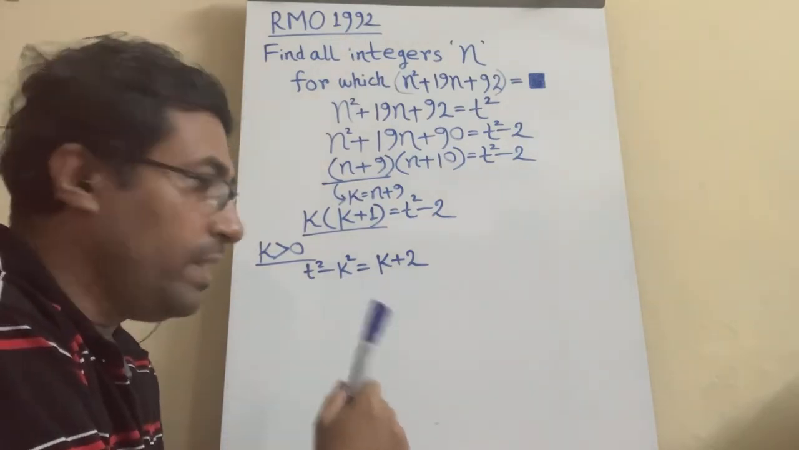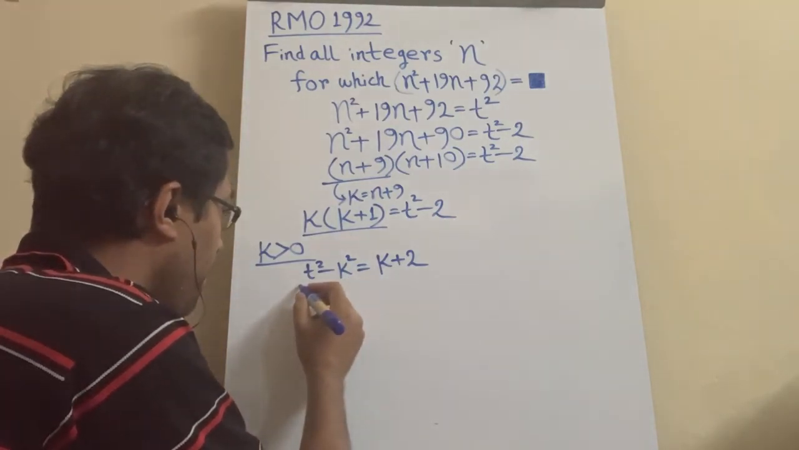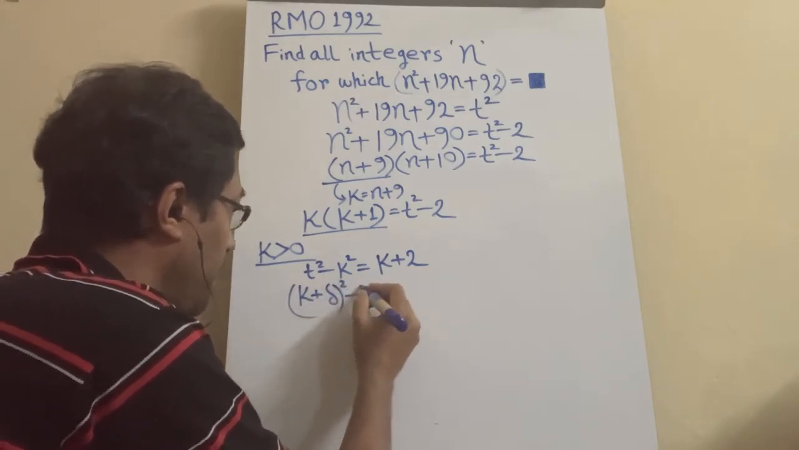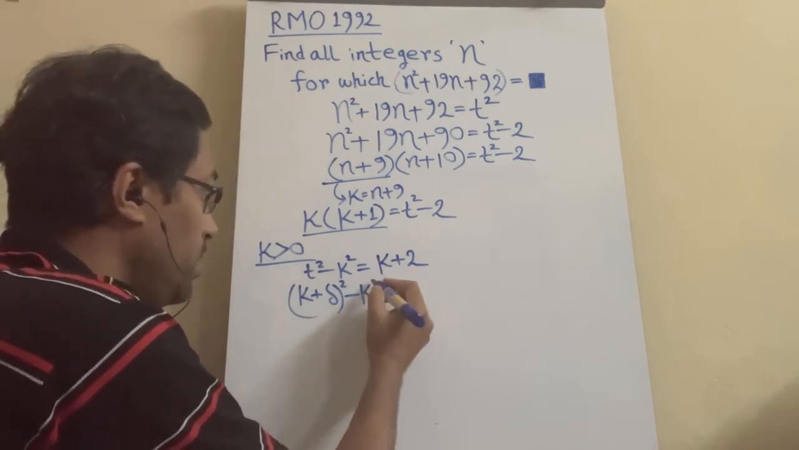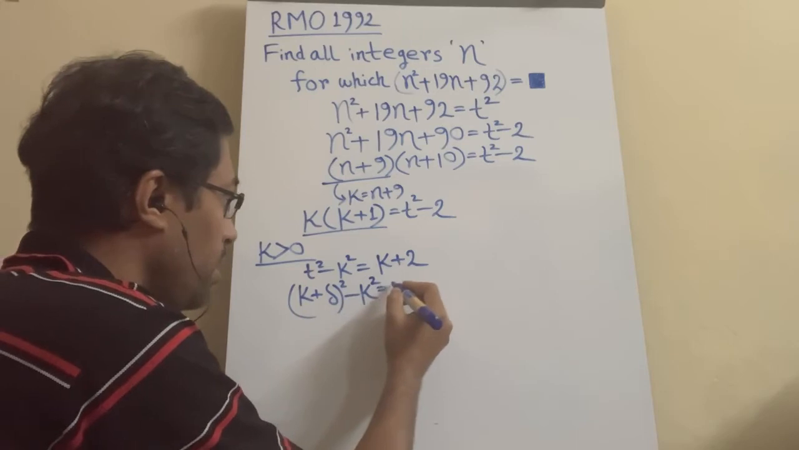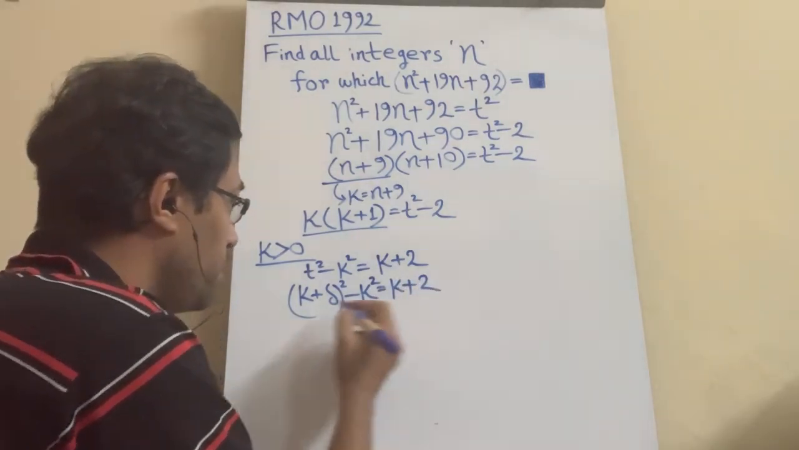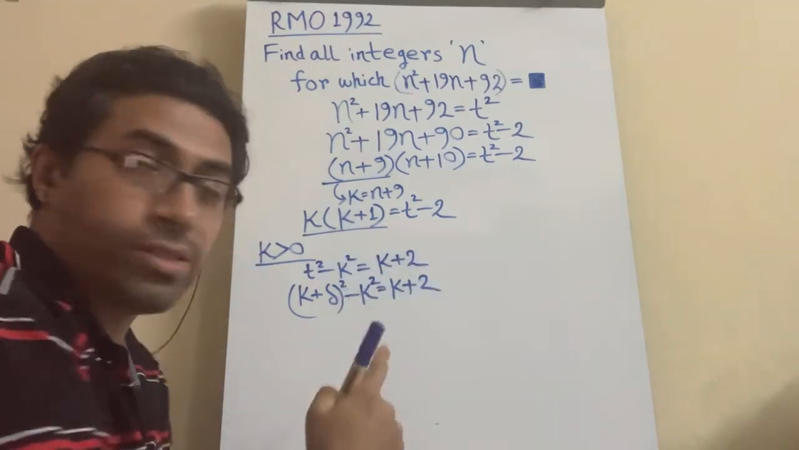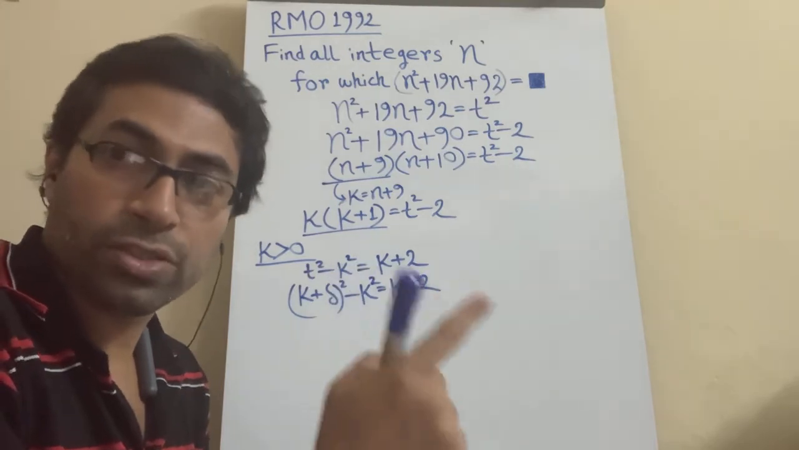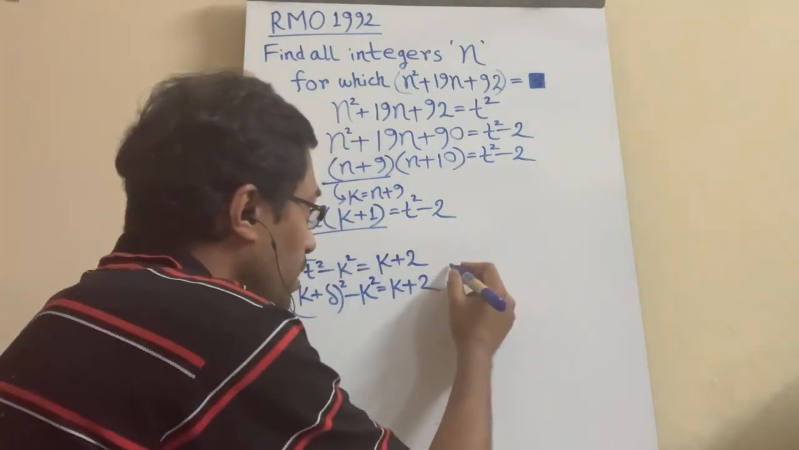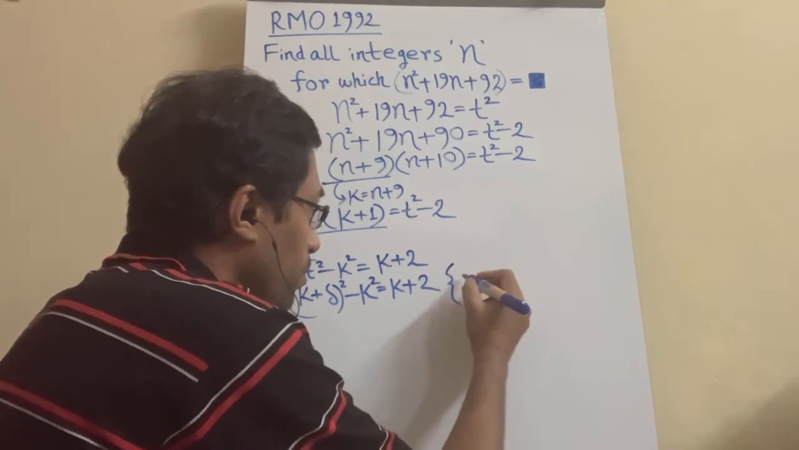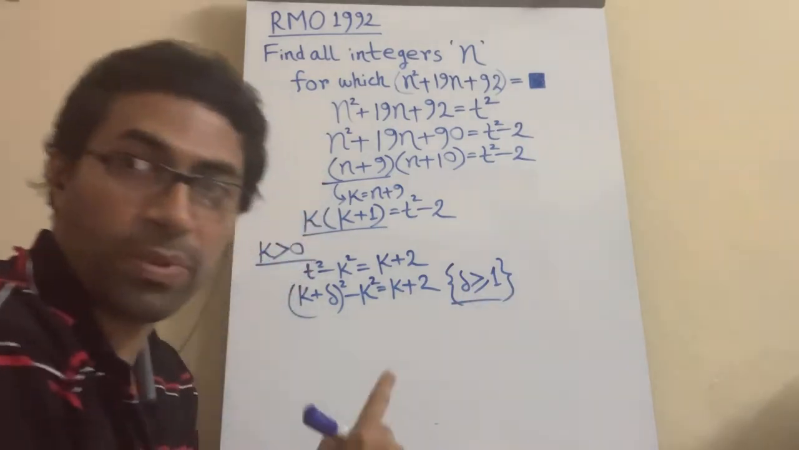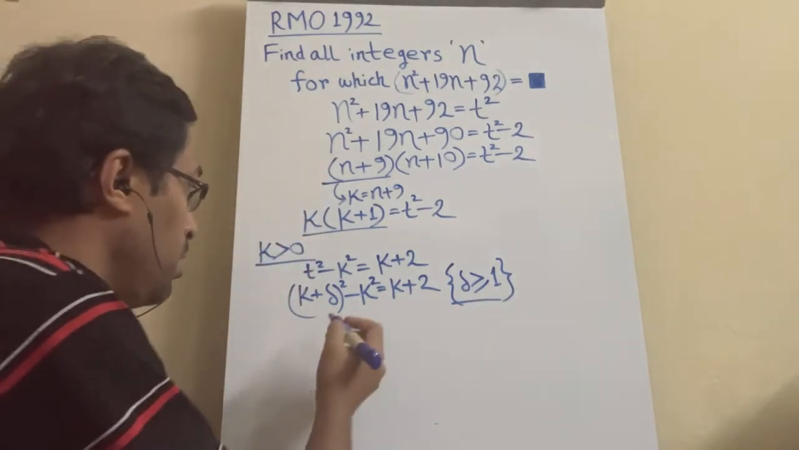That means t can be written as k plus some delta. And this entire thing becomes k plus delta square minus k square equal to k plus 2. Now what is this delta? This delta is basically the difference between k and t. And since t cannot be equal to k, t always has to be greater than k. This delta is therefore always greater than or equal to 1. That condition we have to keep in our mind. Okay. Now let us simplify this again.